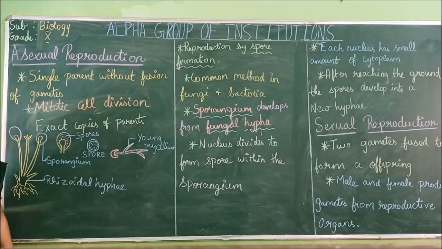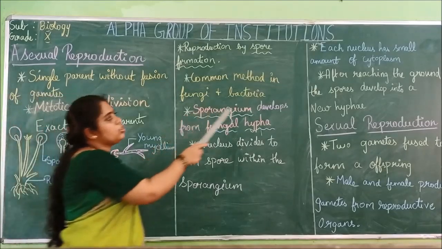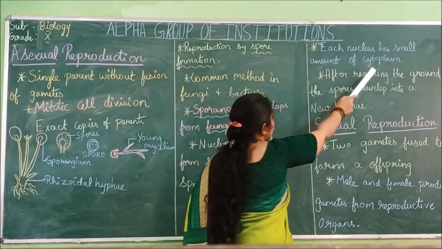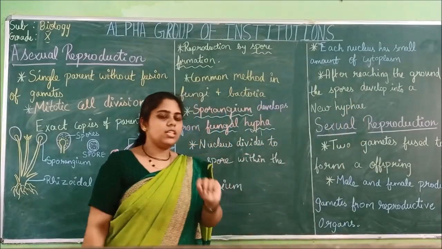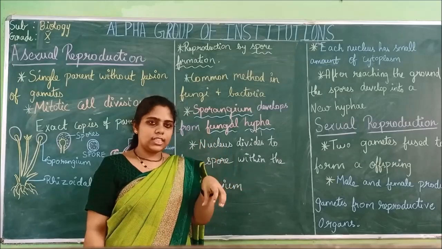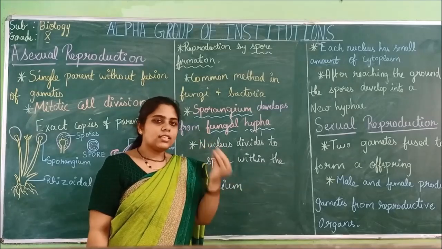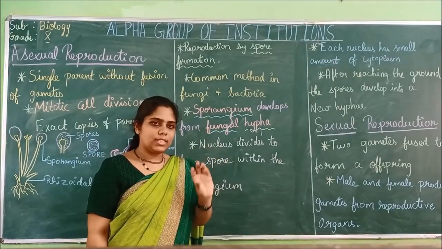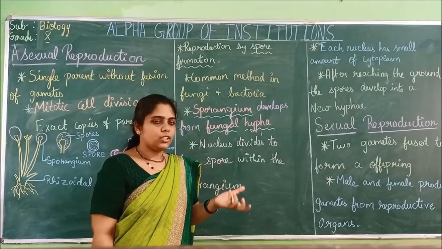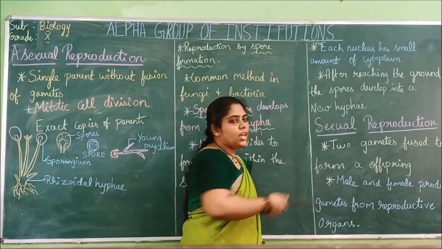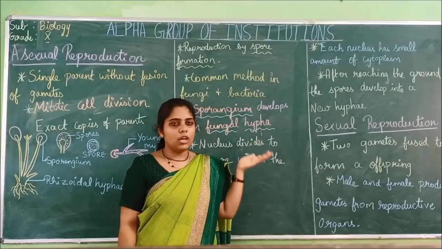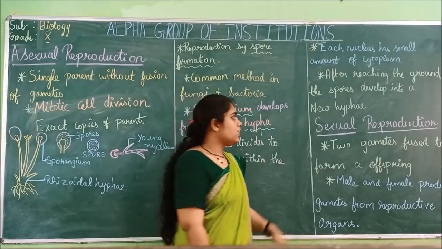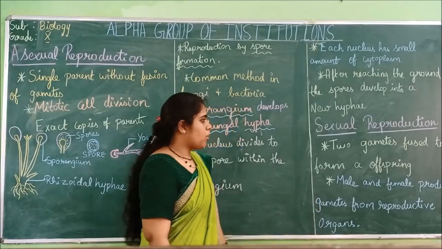Inside the sporangium, the nucleus divides to form spores, and each nucleus has a small amount of cytoplasm. So in each nucleus inside the sporangium, the spores are present. They have nucleus and cytoplasm. They will undergo mitotic division, and each spore will fall to the ground and form a new hyphae.